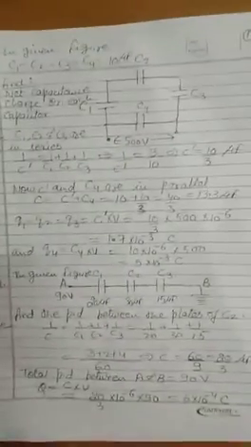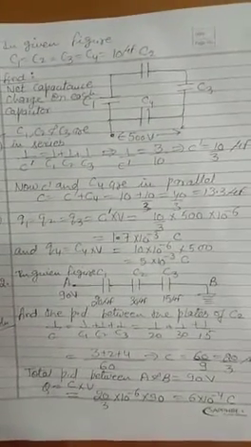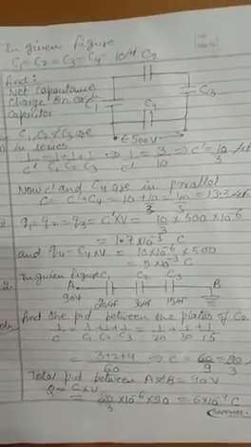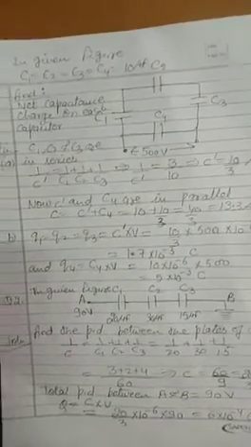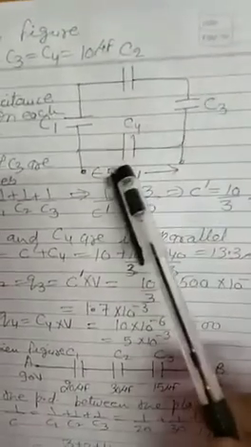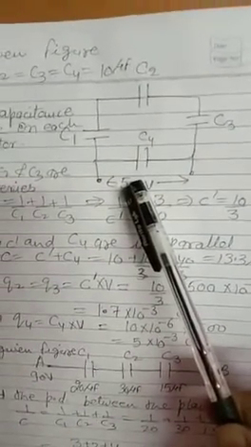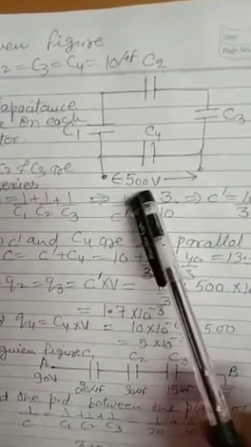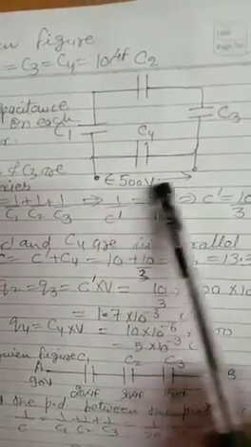Hello students, today we will solve the numericals and the reasoning questions based on capacitors and dielectrics. So the first question which we are having, in this question C1, C2, C3 and C4 are four identical capacitors, each of 10 microfarad, and they are connected as shown in the figure across a battery of 500 volt.